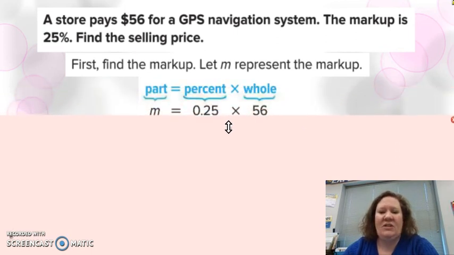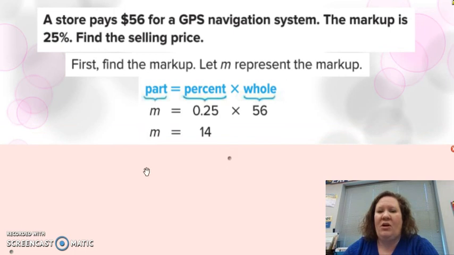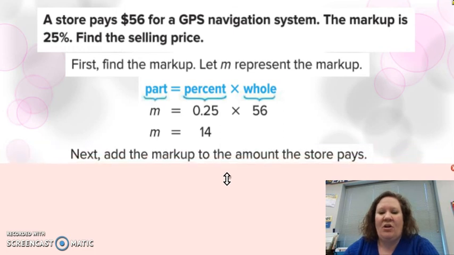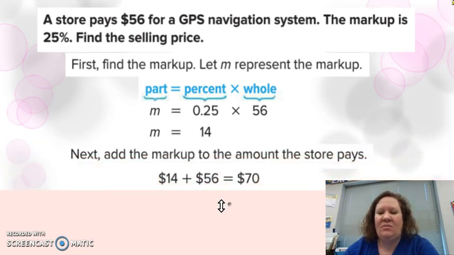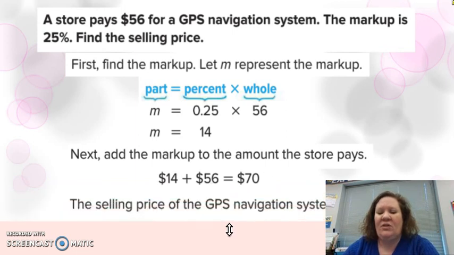We're still using the exact same equation. Part is equal to the percent times the whole amount. M, the markup, is the part. Here's our percent as a decimal, and we're going to multiply it by the whole amount. We find that the store is going to mark up the item an extra $14. Since it's markup, we are going to add that to the amount. 14 plus the original 56 means that the store will sell the item for $70.